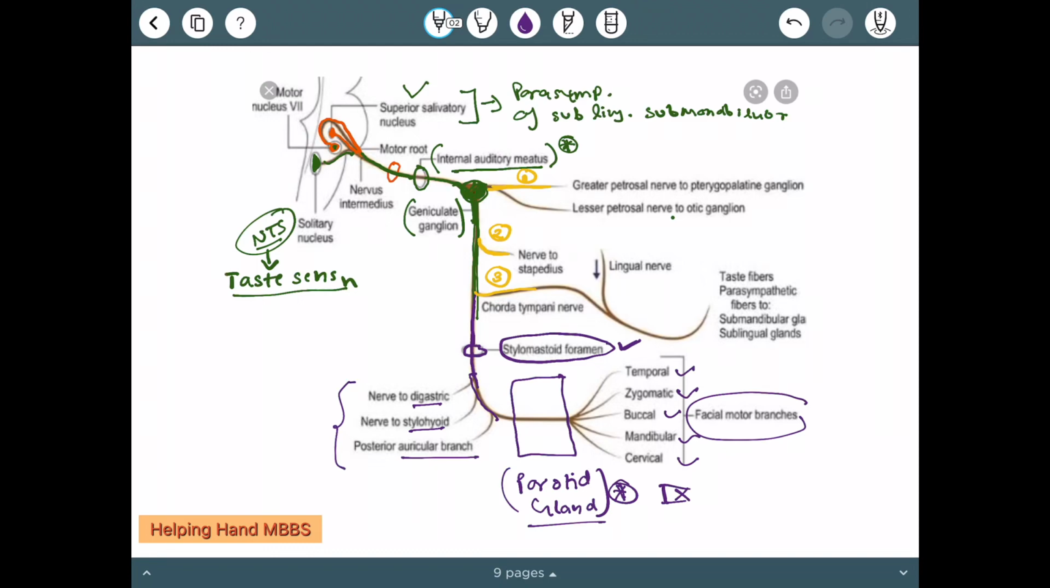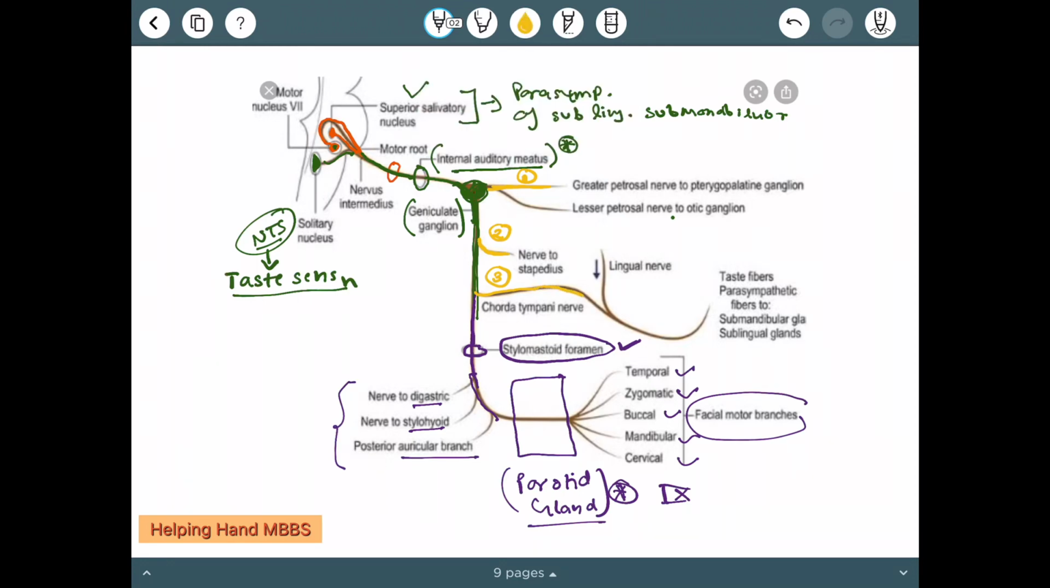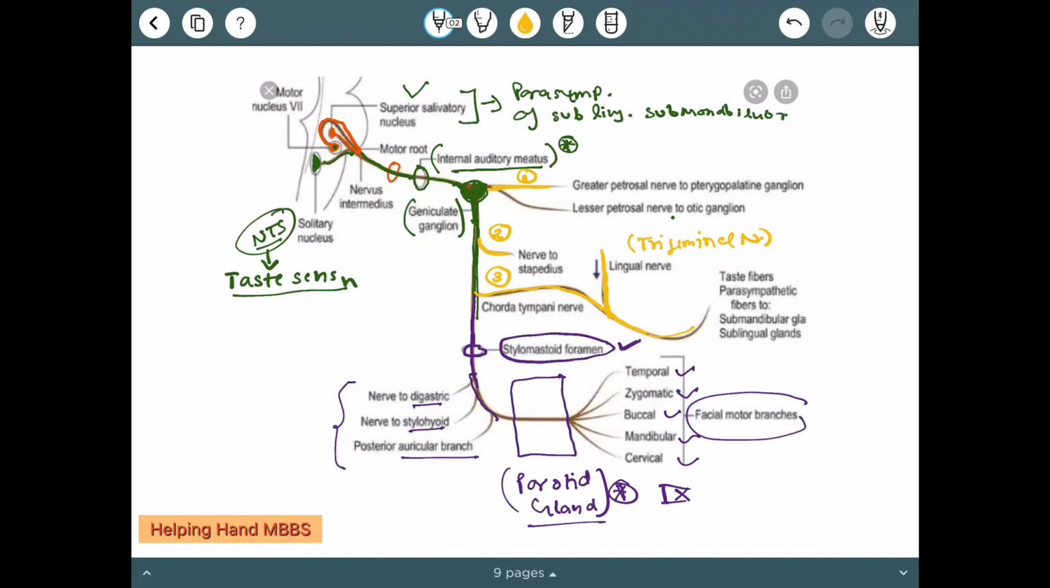So let us study what happens to the chorda tympani, which is the third branch, while running in the posterior wall of the middle ear. You can see the chorda tympani here. Chorda tympani proceeds further and is joined by the lingual nerve. You know that the lingual nerve is a branch of the trigeminal nerve. It joins the lingual nerve and runs forward to supply two things. It carries the taste fibers and the parasympathetic supply to the submandibular and sublingual glands.